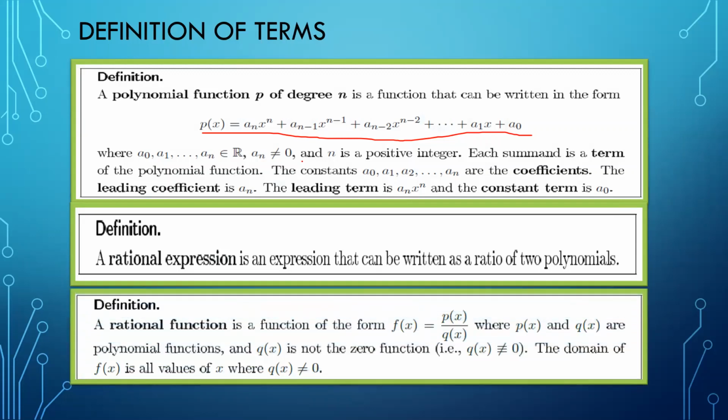Next, we have a rational function. A rational function is a function of the form f of x equals p of x all over q of x, where p of x and q of x are polynomial functions, and q of x is not the zero function. That is, q of x should not be equal to 0, since the moment q of x is equal to 0, our given function is undefined. The domain of f of x is all values of x where q of x is not equal to 0.